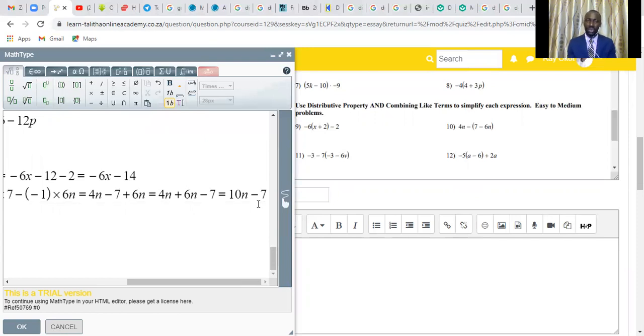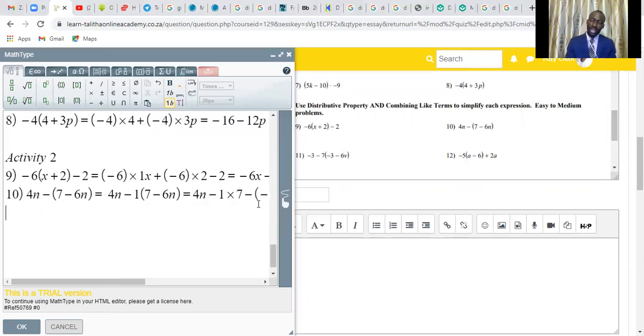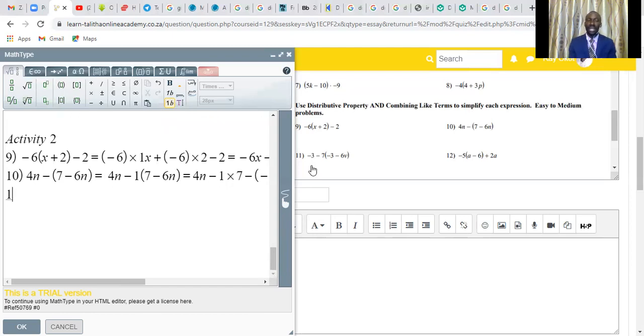So yes, it is true that sometimes the concept of distribution gets to be extended into calculating some other things, like the way we are seeing. We will then move on to question 11. Question 11, which is under activity 2, is requiring us to simplify -3 minus 7 times the whole of this. So let's first have it written down.